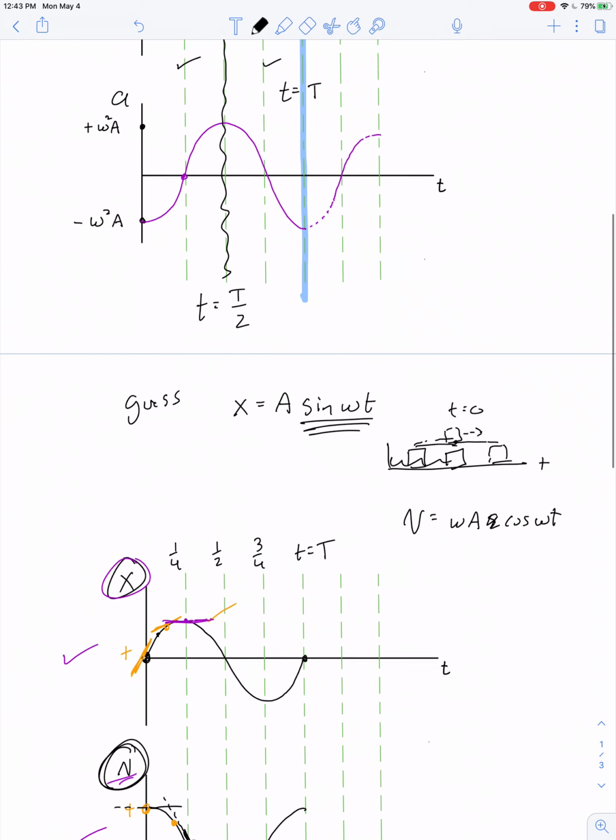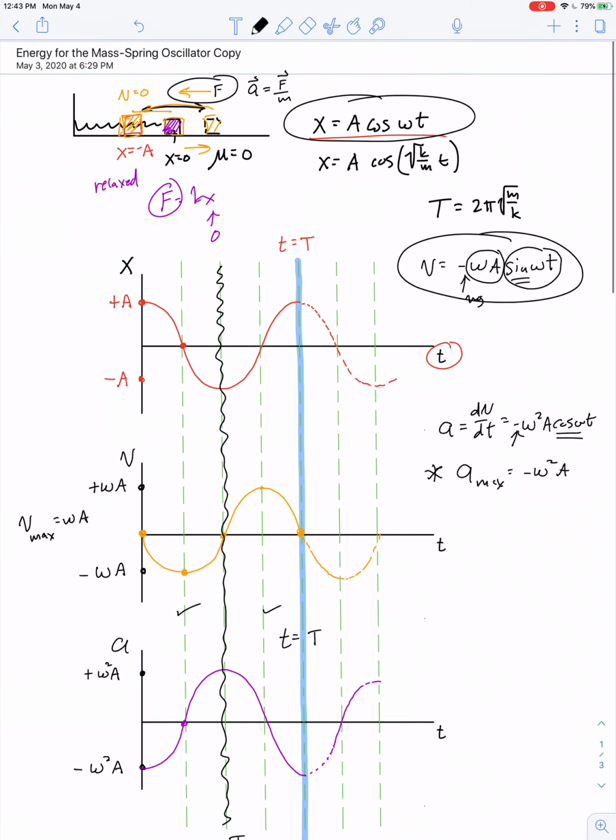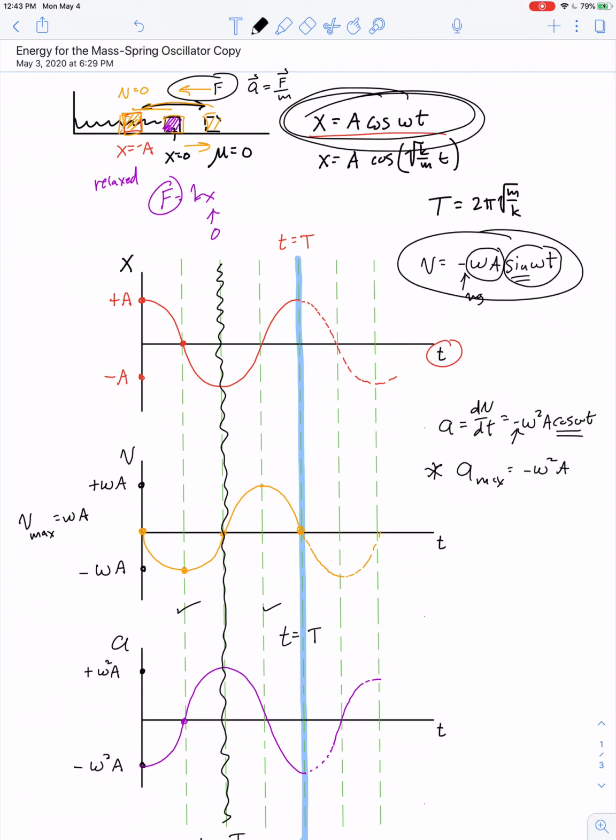So it's kind of arbitrary whether we say x equals A sine omega t or we say x equals A cosine omega t. We just need to come up with a conventional way to do it. And I think the most conventional way is to imagine to begin timing the motion at the moment you release it. So we'll stick to this expression.